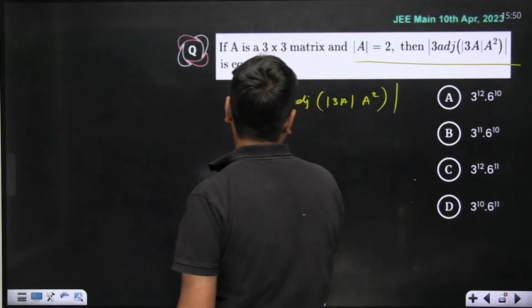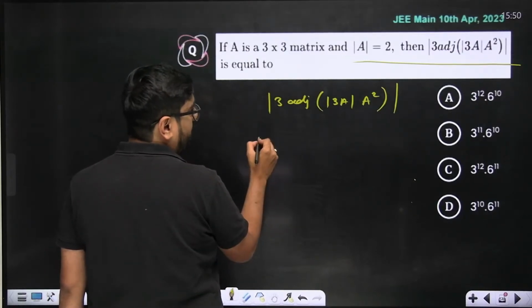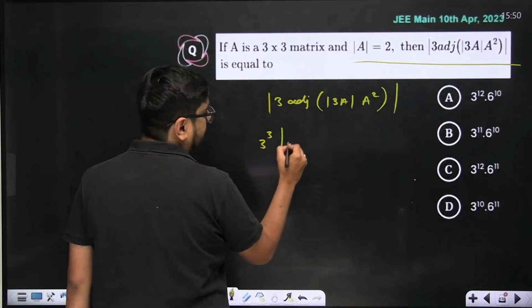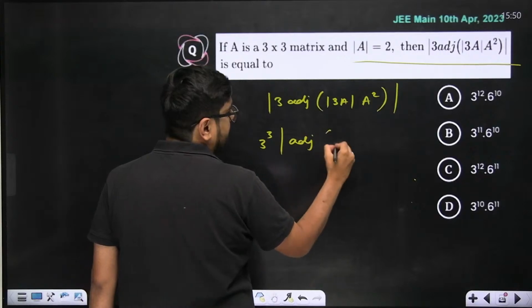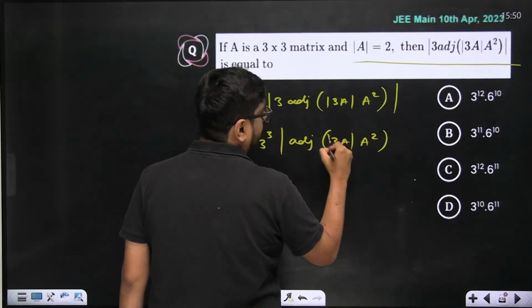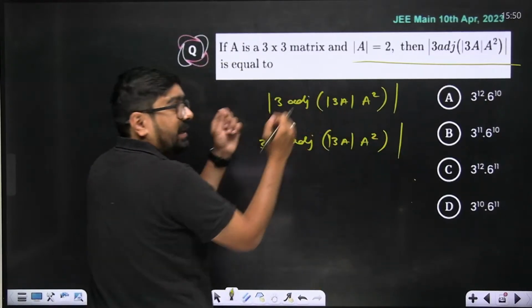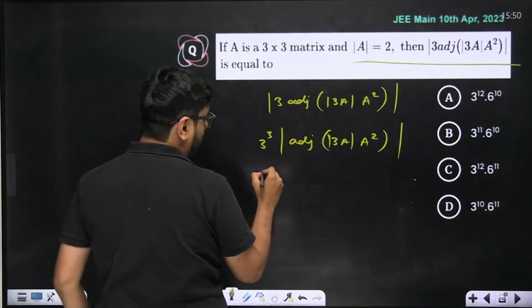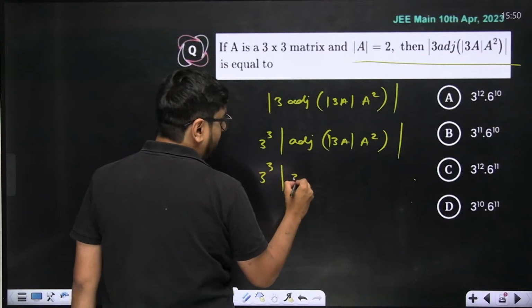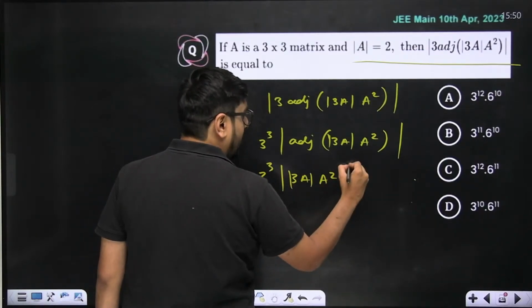Let's solve from here again. Leave it. Right, 3 first I have taken out. 3 I have to take out, so 3 to the power 3 will come out. Then the determinant of the adjoint of this entire thing: 3A determinant A square. Right, A square. This entire thing to the power n minus 1 will become 3 to the power 3 determinant of 3A A square to the power n minus 1.